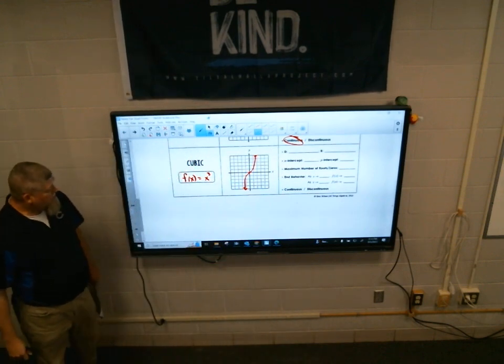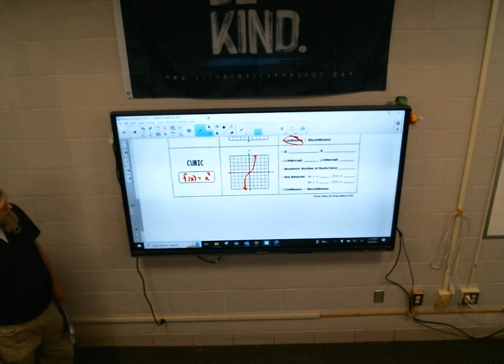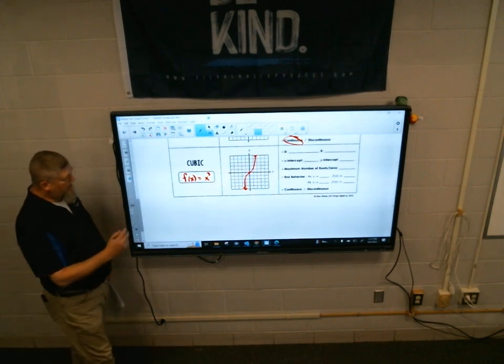Okay, here we go. Let's get back to it. So the next one is cubic. F of x equals x cubed, third power. And it looks something like an S curve.